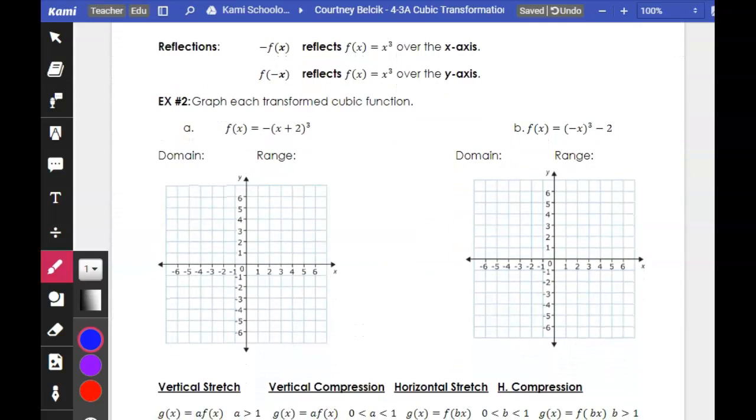We start out talking about reflections. So we've talked about reflections before. Anytime you have a negative somewhere, that indicates a reflection is happening. If you have a negative outside of parentheses, that's a vertical reflection. And when you reflect vertically, you're taking something and reflecting it over the x-axis.